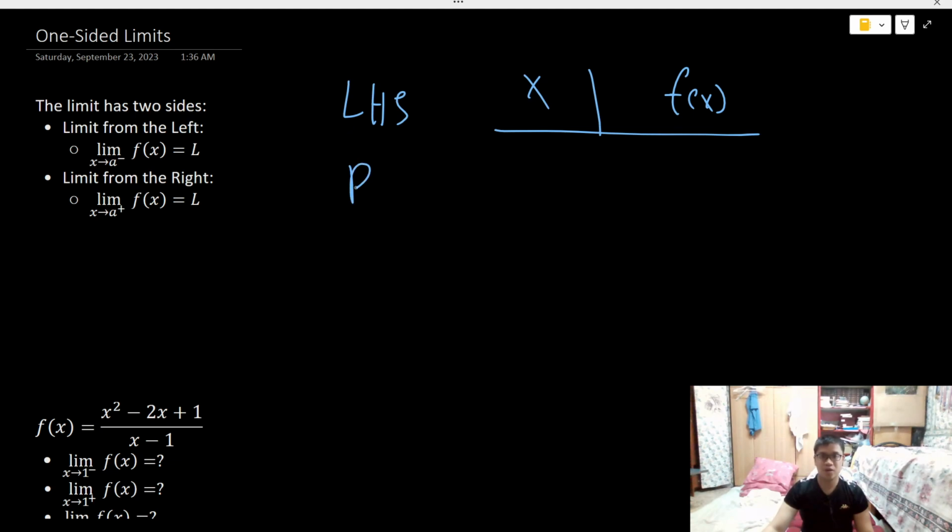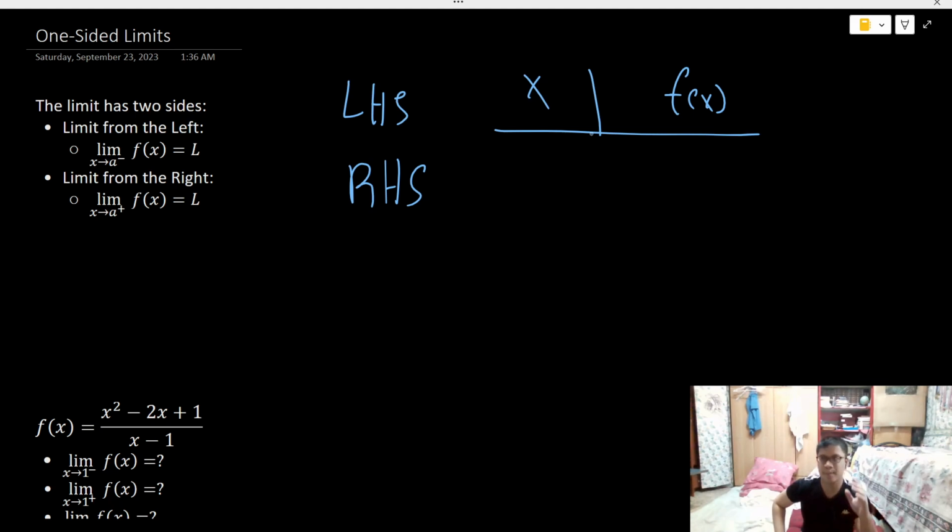We do exactly the same thing for the right-hand side. Now you see, we compared the left and the right. If these sides approach the same value, then we can say that the limit exists. Otherwise, the limit will not exist. So in here, we're going to specifically talk about the left-hand side and right-hand side. We need to know what makes them not equal to each other.